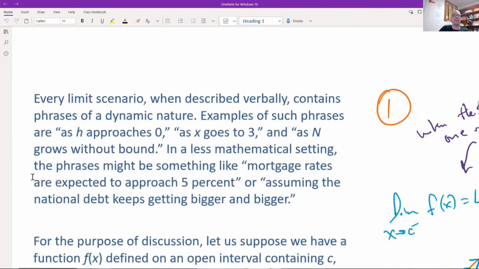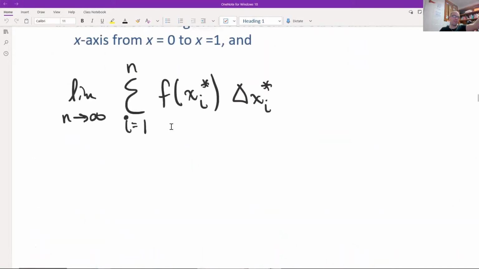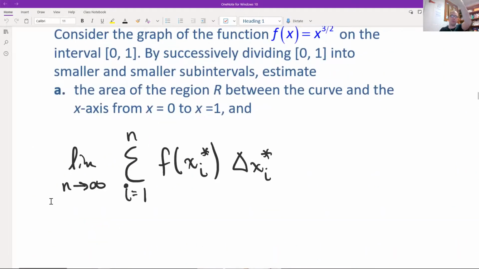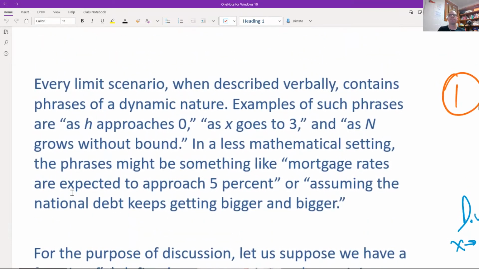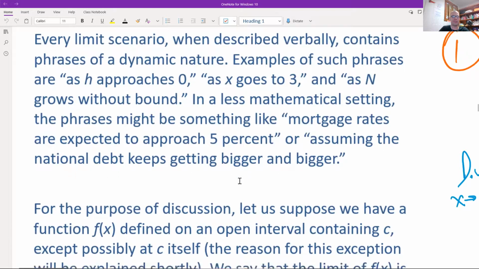Cool. Every limit scenario, when described verbally, contains phrases of a dynamic nature. H approaches 0, or x goes to 3, n grows without bound. That would be this one, n grows without bound. In a less mathematical setting, phrases might be something like mortgage rates are expected to approach 5%, or, you know, assuming the national debt keeps getting bigger, but whatever.